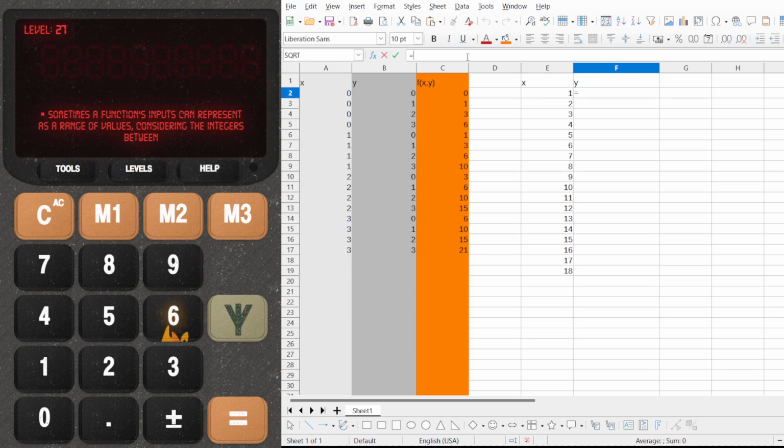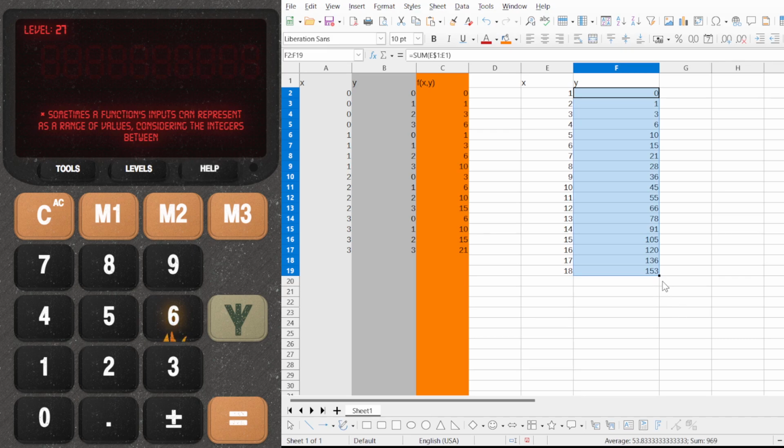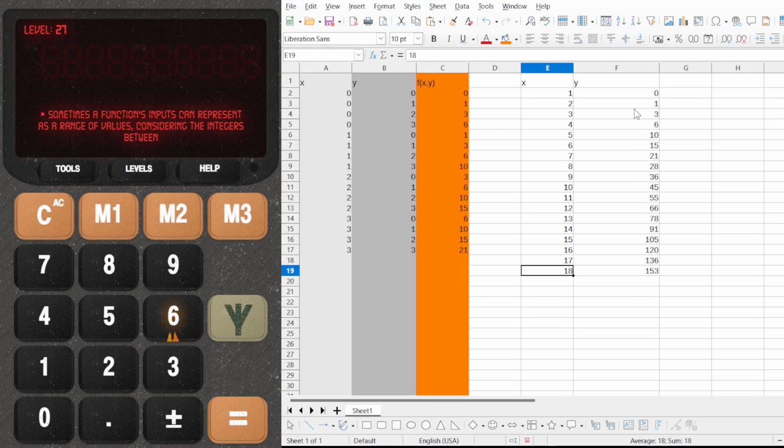This one equals the sum of E... the 1 to E... dollar. I think I need to use a dollar sign. E dollar 1 to E 1, if I'm correct. Now I am expanding this thing. Okay, it works. The dollar makes it so that if I expand this downwards, this one does not move, which is what I have been hoping for.